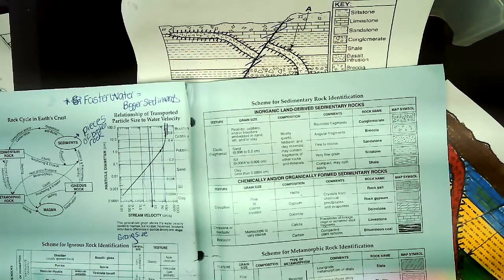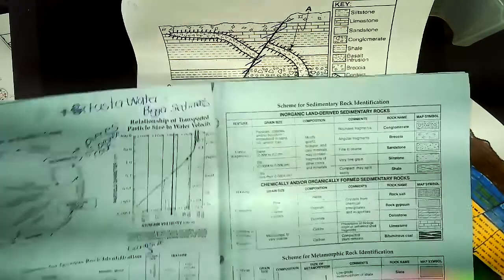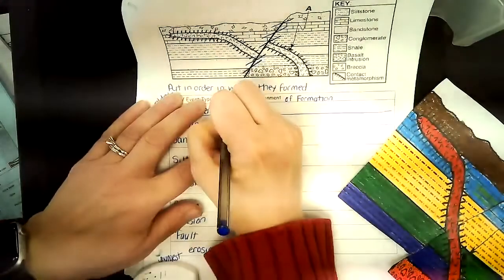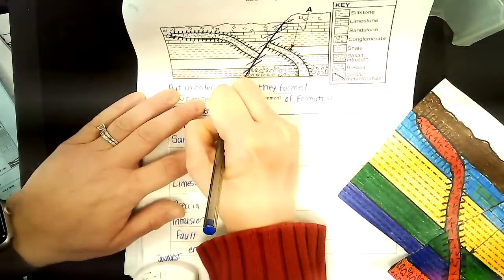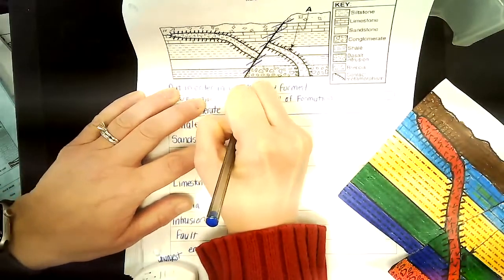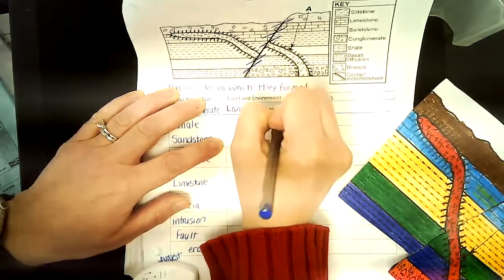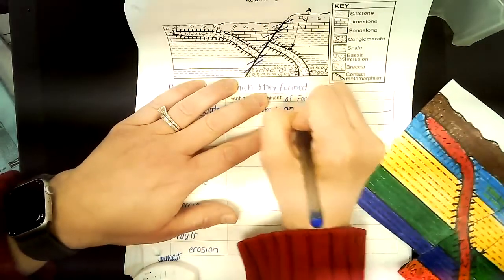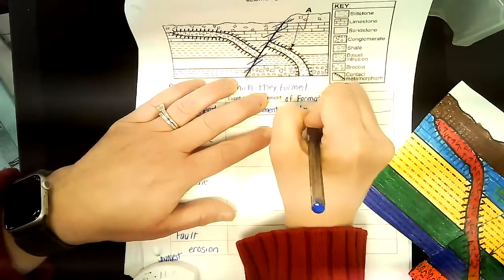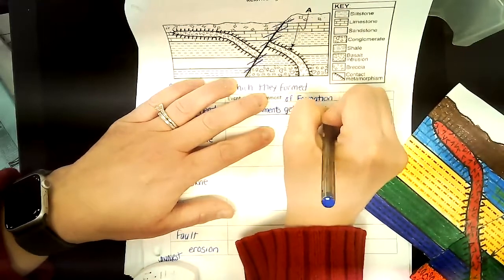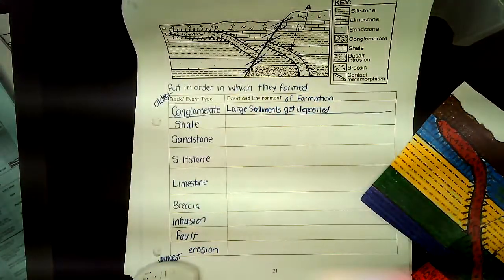So conglomerate forms when pebbles, cobbles, and boulders get deposited, buried, and compacted together into conglomerate. That's basically what we need to write. That's part of it. So I'll start you up here. We'll sum that up as saying large sediments. So large sediments get deposited. That's only part of it though.